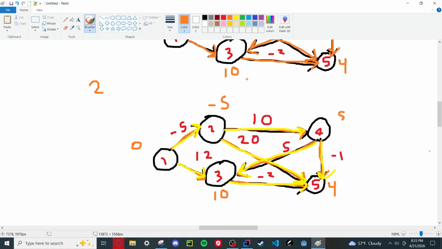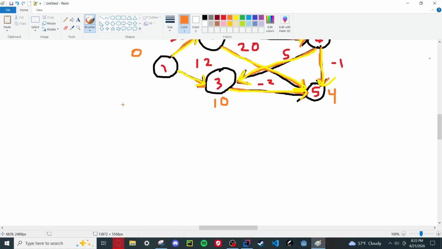Let's do this one right. We have 1, 2, 3, 4, 5. We have to do this 4 times. So let me paste this.